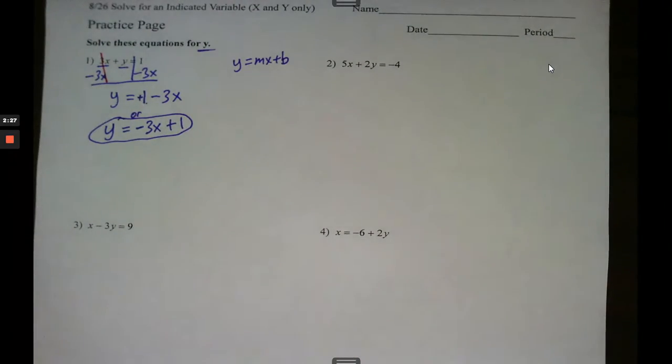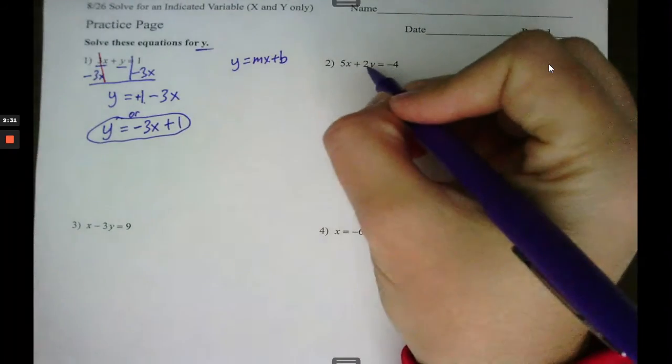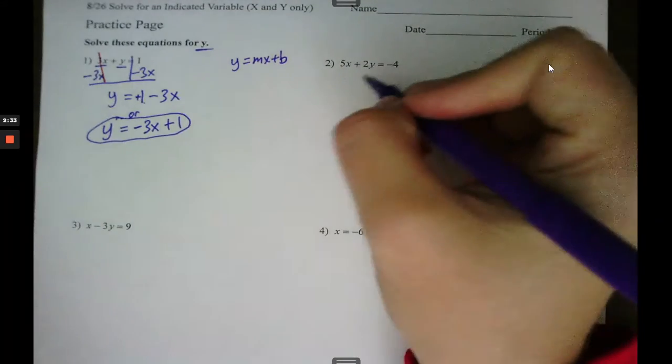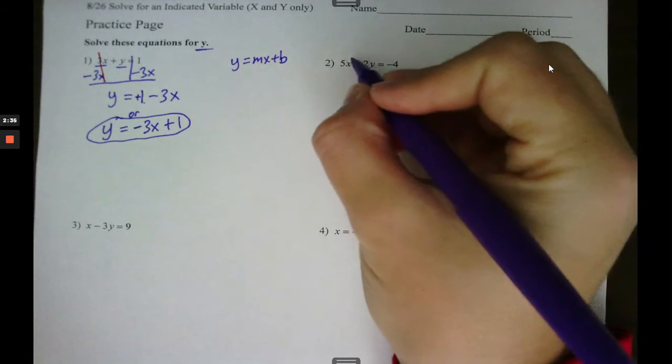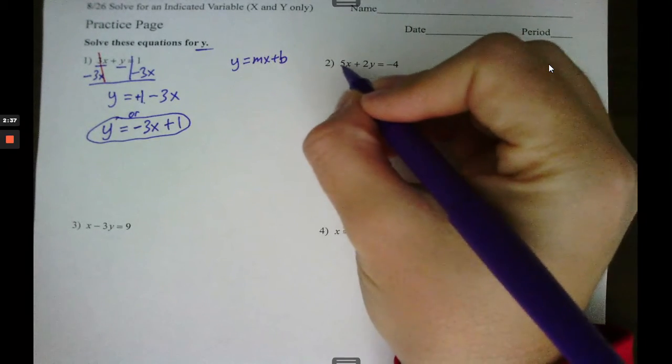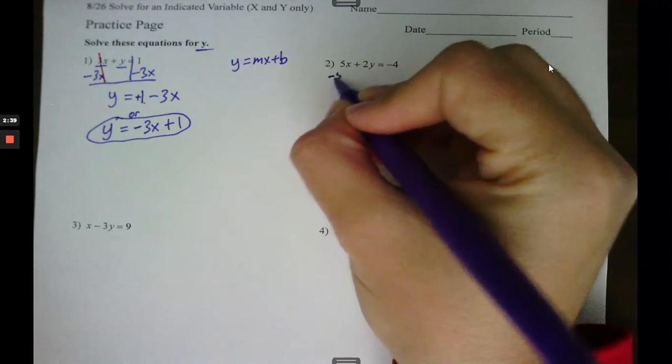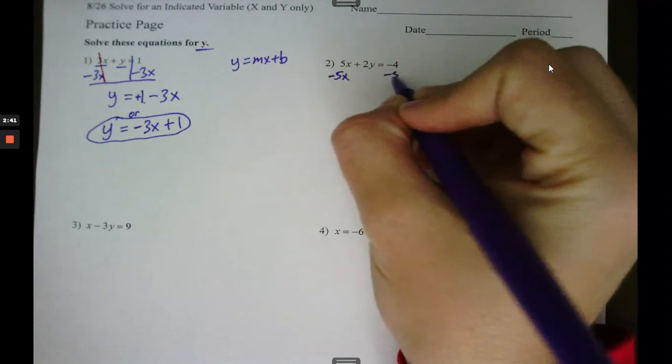Okay? Let's move on to number two. Number two has more going on. The reason is it has a coefficient in front of the y as well. But your first step does not change. I still need to move 5x. It's a positive 5x, so I'm going to subtract 5x on both sides.